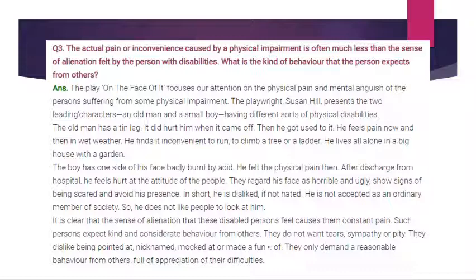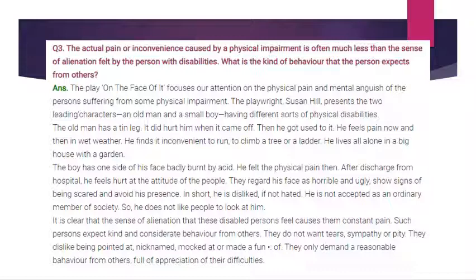Question number 3. The actual pain or inconvenience caused by a physical impairment is often much less than the sense of alienation felt by the person with disabilities. What is the kind of behavior that the person expects from others? What does this question mean?